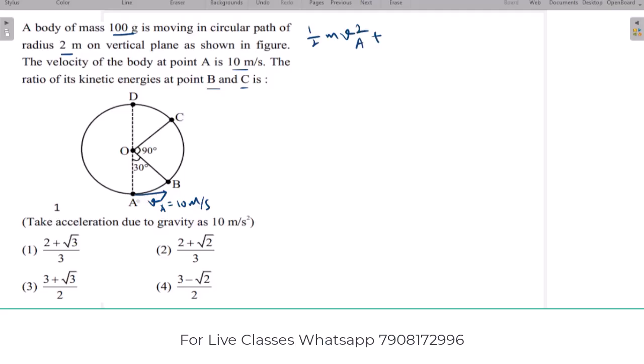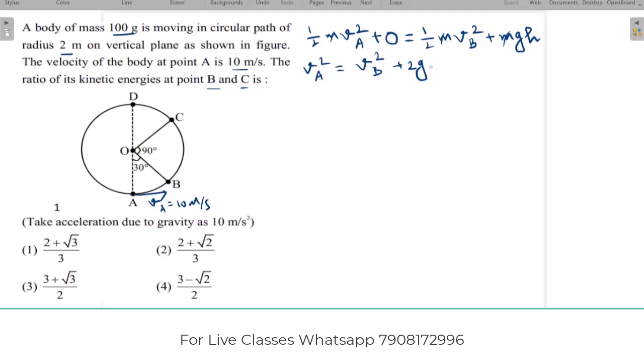Now, assume A as the reference point. So, the potential energy at point A is 0, which is equal to the kinetic energy plus potential energy at point B. Let us say VB be the velocity at B, then the energy is half m VB square plus mgh. Now m cancels from both the sides. So, half VA square is equal to half VB square plus gh. If we cancel half from both the sides, then VA square equals VB square plus 2gh.